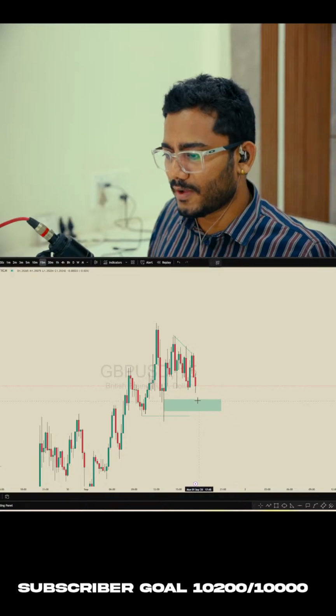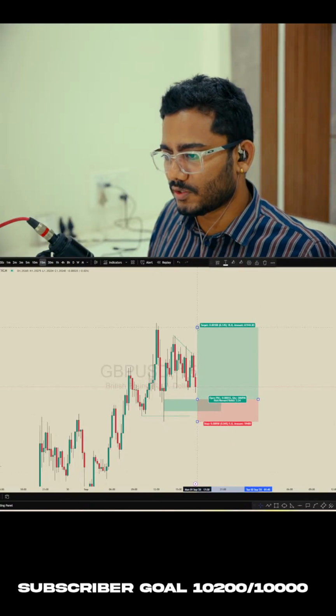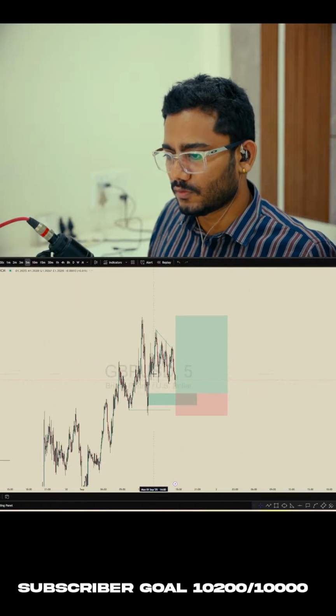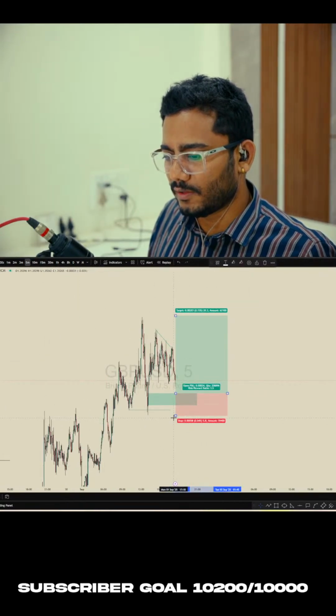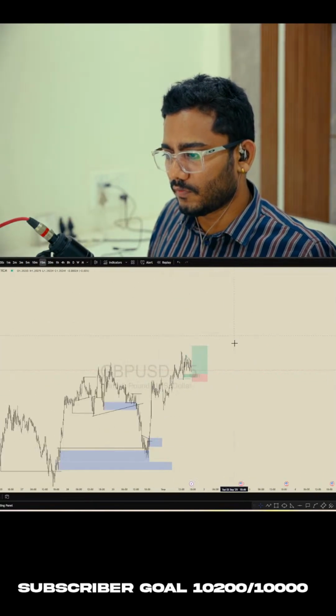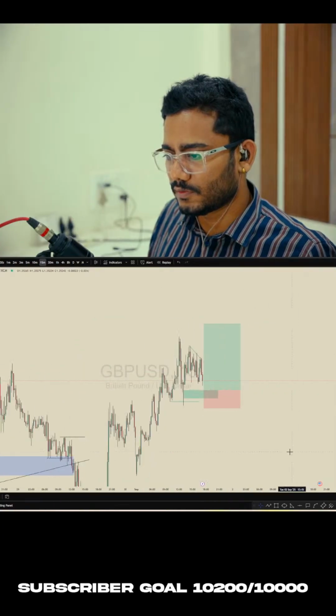So we can look for a buy entry from here for an intraday, and we'll target the next high, which is this one. So around 1:3.5. Let's see what else target we have. Something like this.